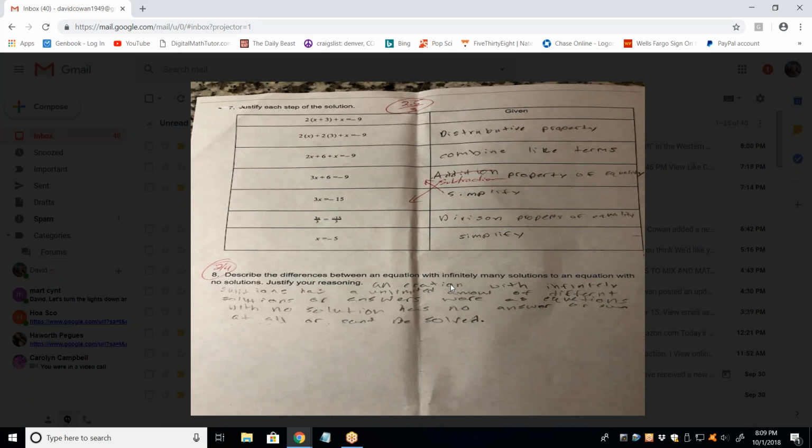So your distributive property is good. Combining like terms is good. The third step, that's the subtraction property, because what you're doing is subtracting 6 from both sides, correct? Yeah, I thought in class we did one where it was a plus, so I got. Well, you know what? The difference between addition and subtraction is very minimal.